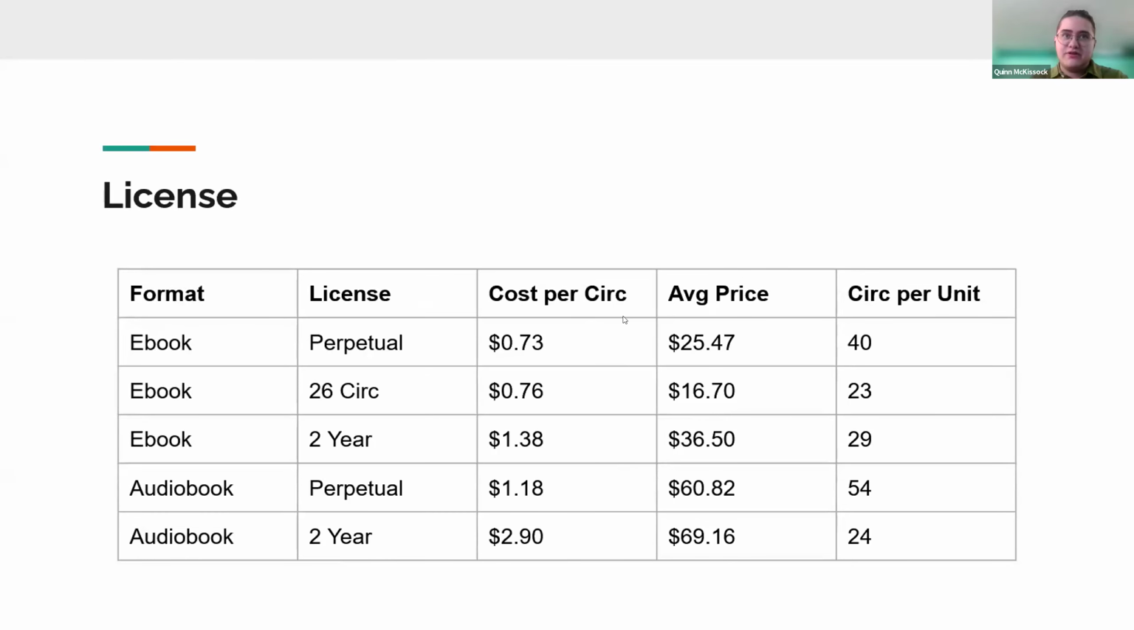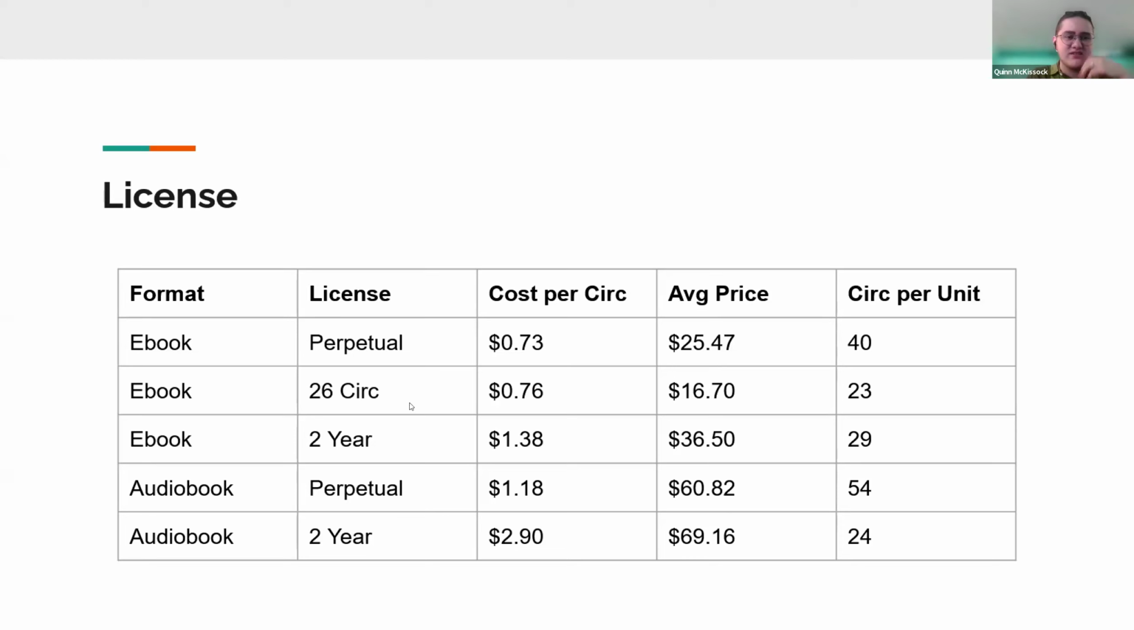And now I've got this broken down by license. And again, I know this table's a little overwhelming. We've got a lot of numbers here. But unsurprisingly, our best cost per circ item is going to be those perpetual ebooks because their price point is pretty reasonable and they are fairly popular in terms of circulation per unit. I think it's interesting to point out here that the 26 circulation license actually does better than the two-year.